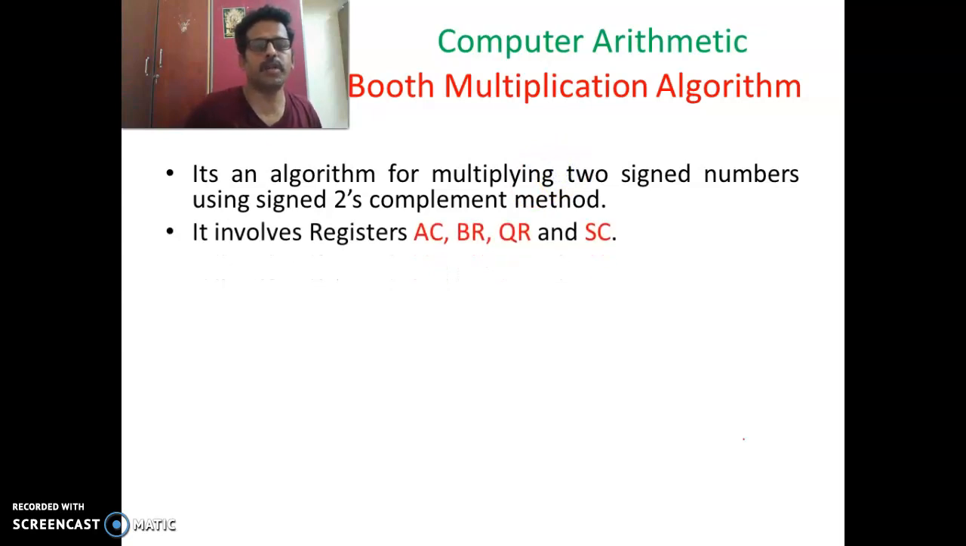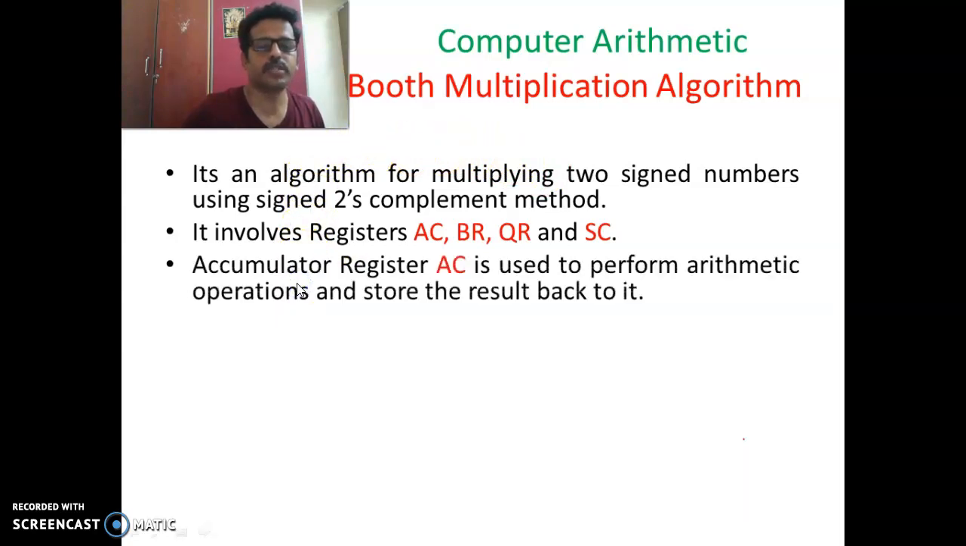This algorithm involves four registers, namely AC, BR, QR, and SC. We'll see the purpose of each and every register one by one. The first one is called the AC register, otherwise called the accumulator register. It is used to perform arithmetic and logical operations involved in the algorithm, and the result will be stored back to the accumulator.